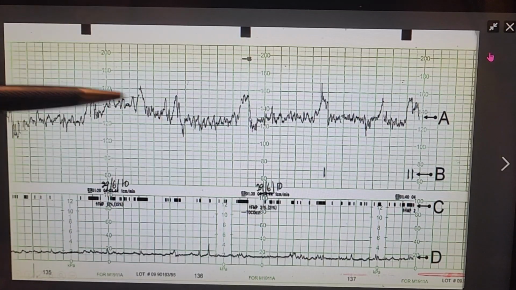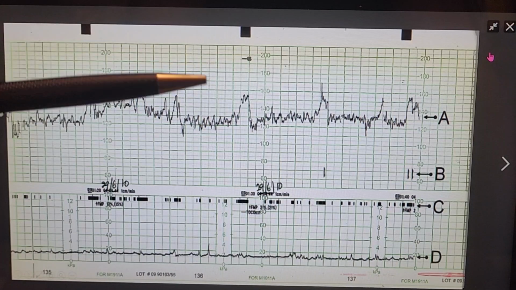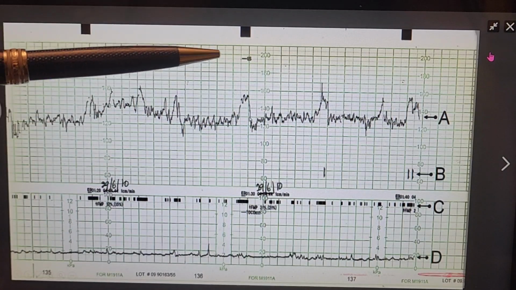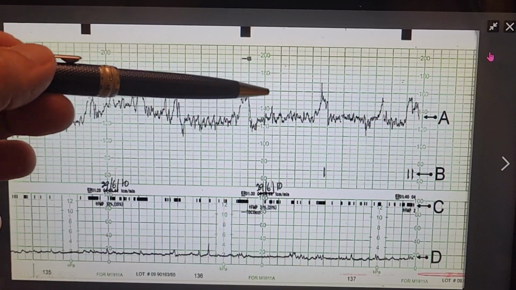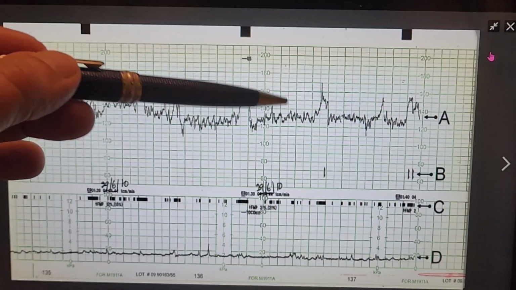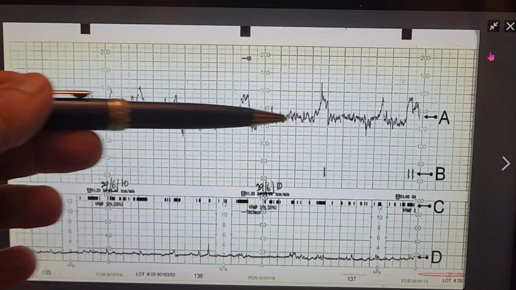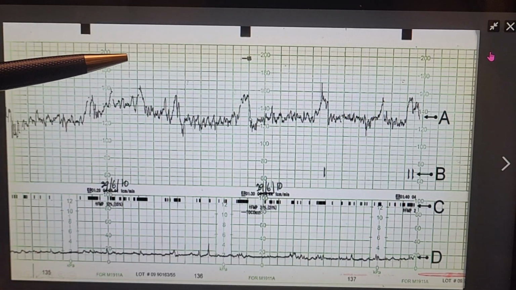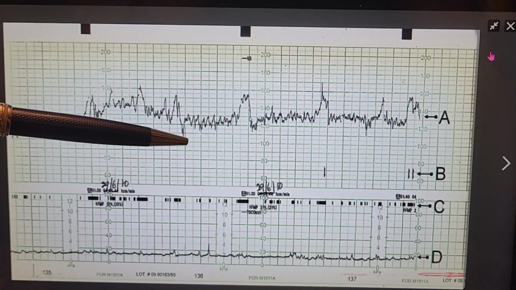When you do a routine CTG, not in labor, you should wait at least 20 minutes, and you should have 2 accelerations of 15 by 15 in 20 minutes to consider it a reactive CTG. If you don't see the accelerations but you see good beat to beat variability, you can consider it equivocal, meaning neither reassuring nor non-reassuring.